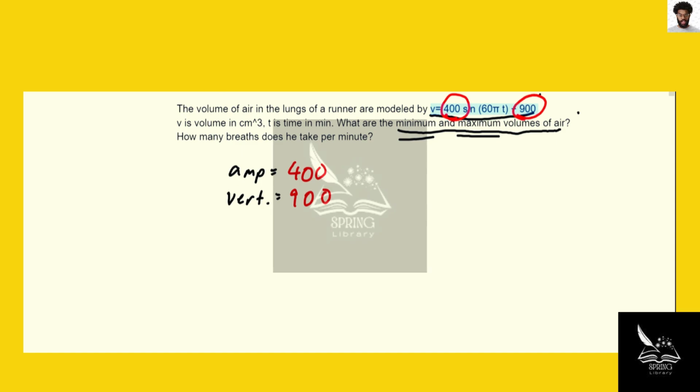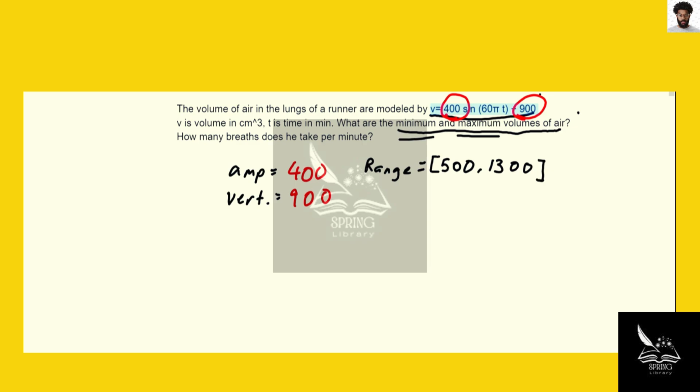So to find the range, range is basically minimum and maximum, as I said before. And since this is a sinusoid function, the way we find the minimum is you take the vertical shift and subtract the amplitude. And to find the maximum, we add them together. So our minimum would be 900 minus 400, which gives us 500. And our maximum would be 900 plus 400, or 1,300.